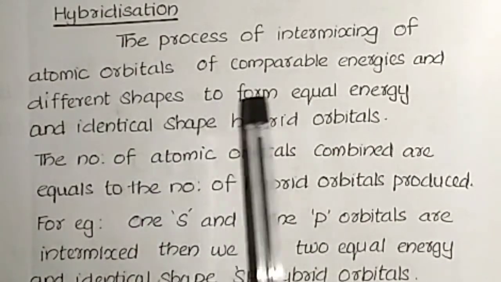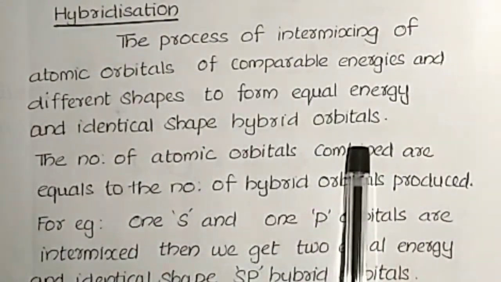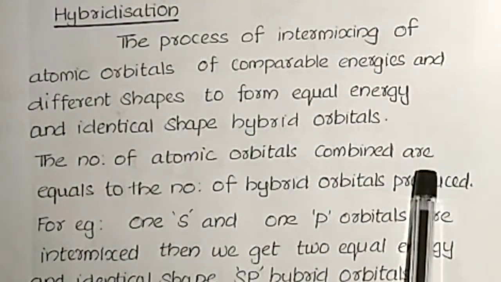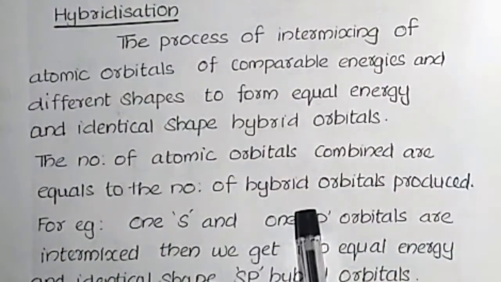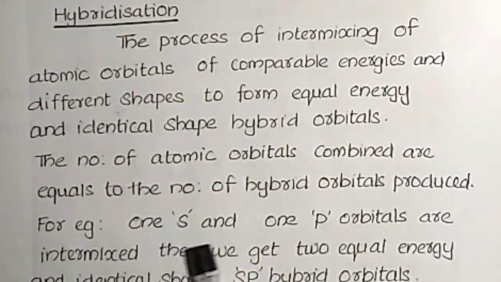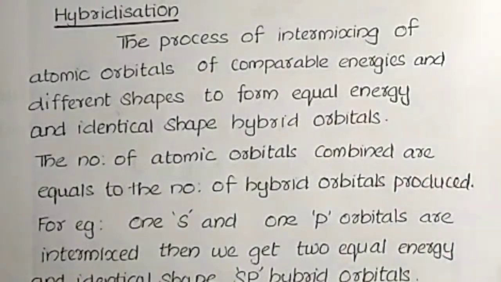Hybridization is a process of intermixing of atomic orbitals to form hybrid orbitals. Here, the number of atomic orbitals combined is equal to the number of hybrid orbitals produced. For example, when one s and one p orbital are intermixed, we get two equal energy and identical shape sp hybrid orbitals, two sp hybrid orbitals.